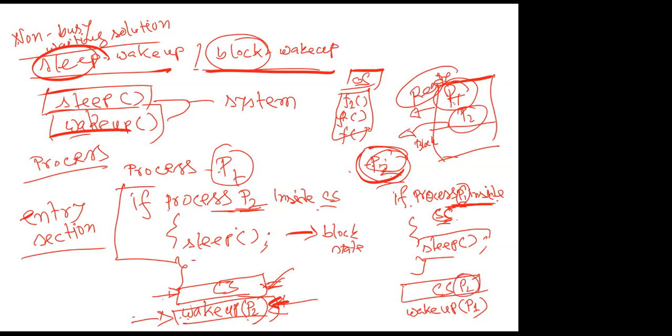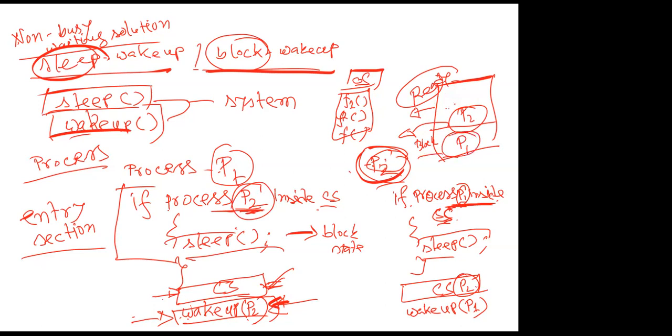Now let's say process P1 is scheduled again by the operating system. It will check whether P2 is inside the critical section or not. Here P2 is already inside the critical section, so P1 will go into sleep mode, or block state. It is now in block state.